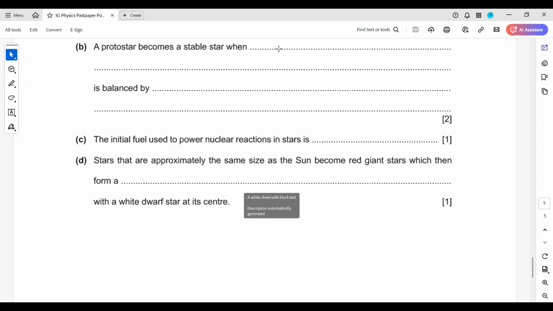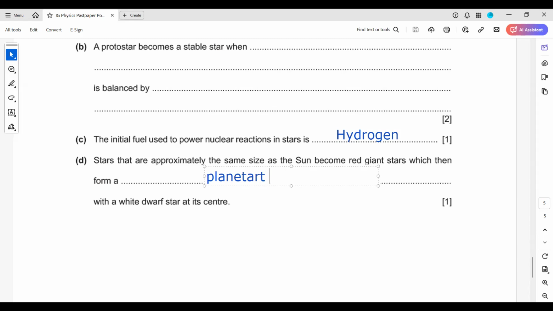The initial fuel used to power nuclear reaction in the star is hydrogen. Stars that are approximately the same size as the sun become red giants, which then form a planetary nebula, with a white dwarf at the center.